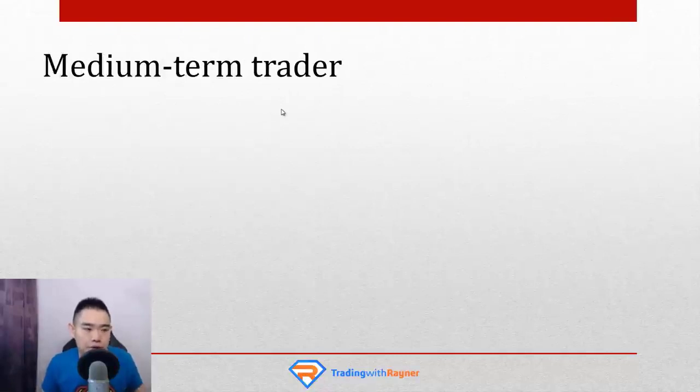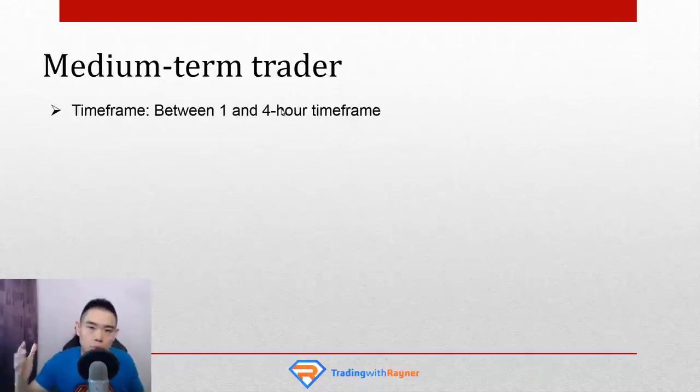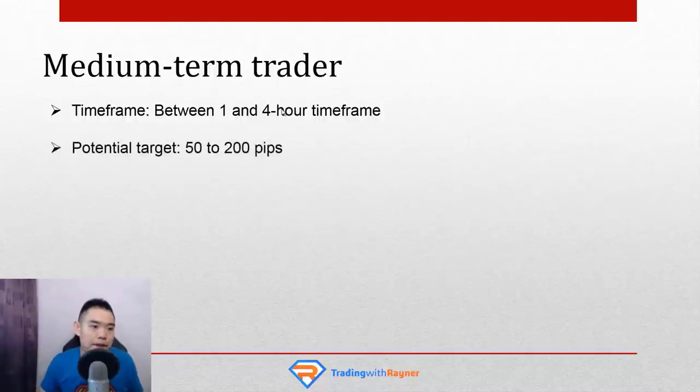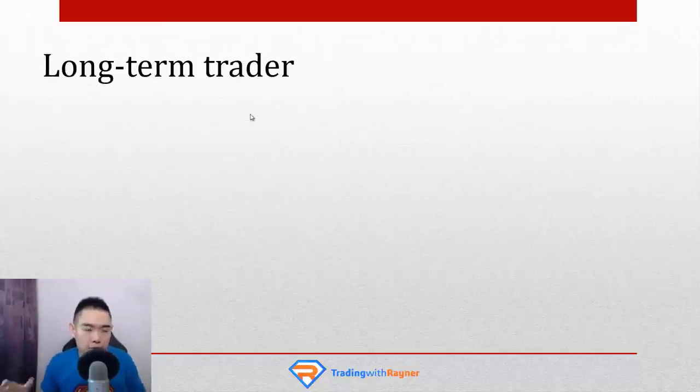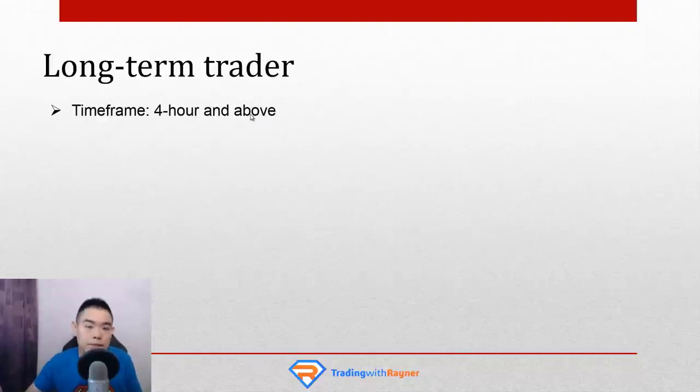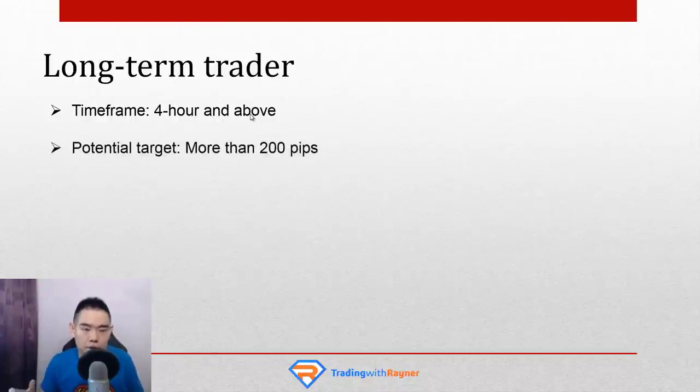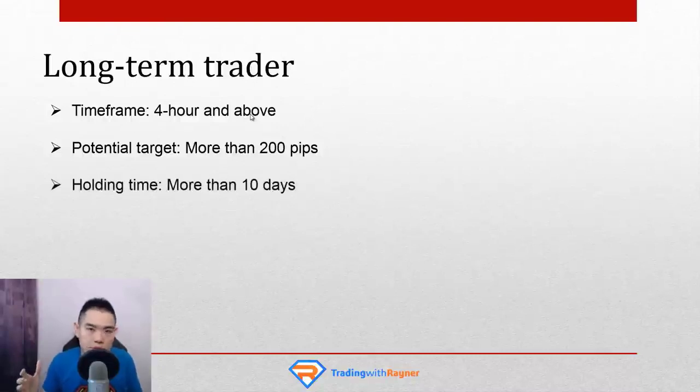Next one, medium-term traders. These are the type of traders who trade between the 1 and 4 hour time frame. Their potential target is usually anywhere between 50 to 200 pips, and they can hold their trades anywhere between 3 to 10 days. And finally, you have the long-term trader who trades the 4 hour time frame and above. Could be the 4 hour, 8 hour, daily, or even a weekly time frame. Their potential target is usually more than 200 pips on each trade that they are aiming for, and they can hold their trades for 10 days or more, weeks or even months.